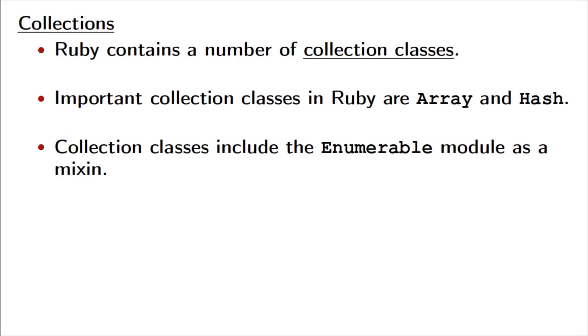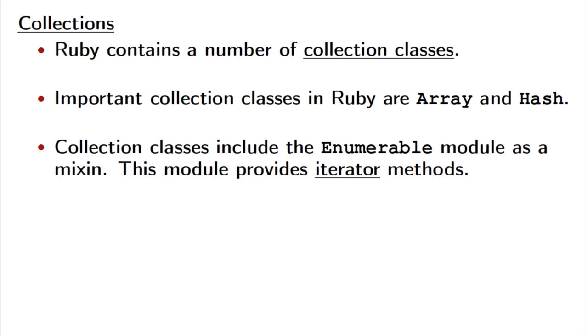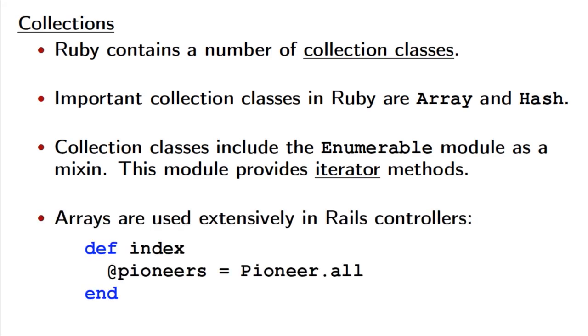Some of the most important methods in the enumerable module are the iterator methods. Iterator methods are used to iterate, that is, to go through one by one and operate on each element in a collection. Arrays are used extensively in Rails controllers. Recall that this was one of the methods provided in the Rails controller class we created in our Hello World Wide Web app. Remember, the @ symbol means pioneers is an instance variable, and the Pioneer.all statement returns an array of the pioneers that were pulled from the database.